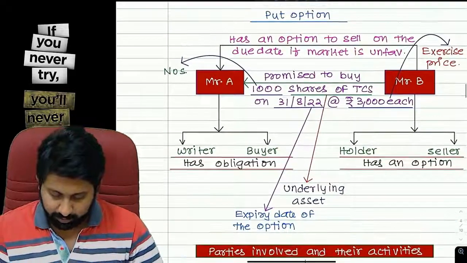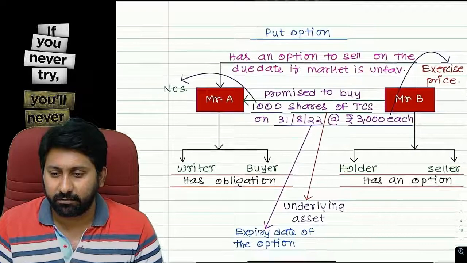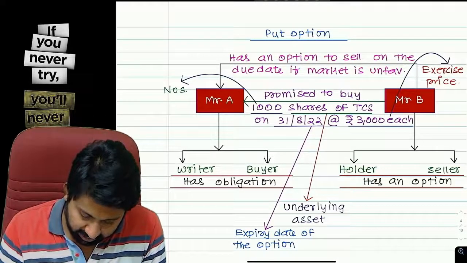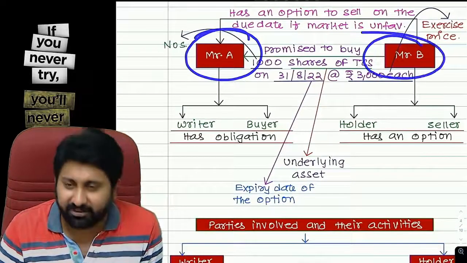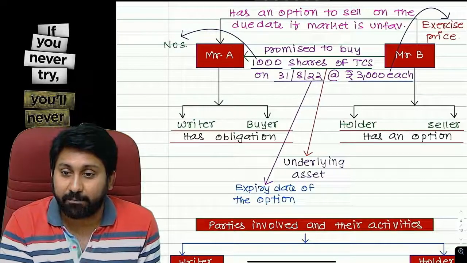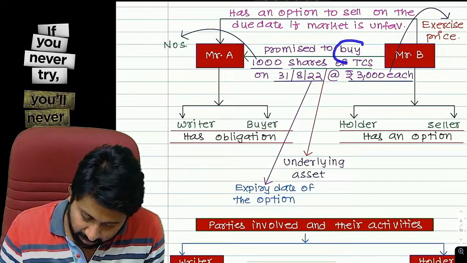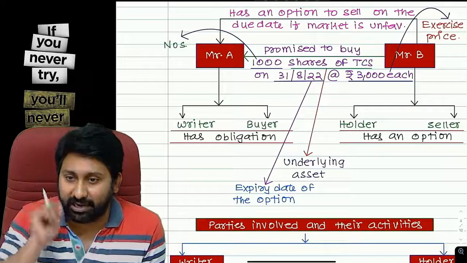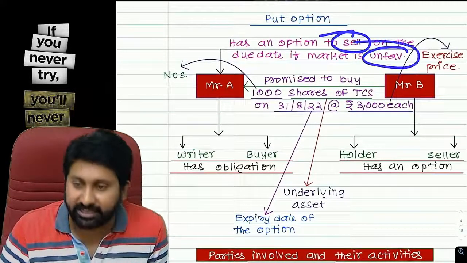See here, everything is the same, with small, mild differences. Let us try to understand. Mr. A is there, B is there, everything is the same, but reversed. In the previous case, Mr. A promised to sell. Here the arrow mark changed: A promised to buy. That means B has an option to sell if the market is unfavorable.